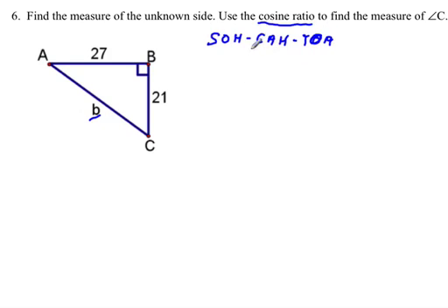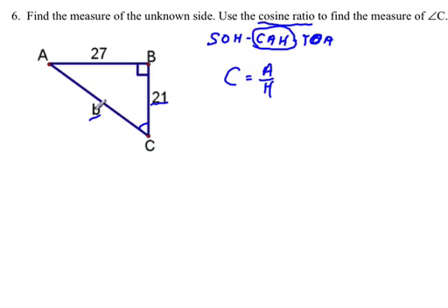And so cosine then is adjacent over hypotenuse, sine is opposite over hypotenuse, and tangent is opposite over adjacent. And for angle C, our adjacent side is the 21, because remember, opposite would be 27. The hypotenuse is B because it's the longest side in the right angle triangle, and it is also opposite the right angle, which is angle B.